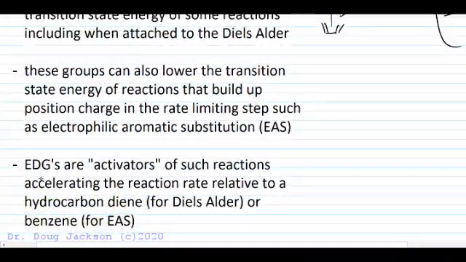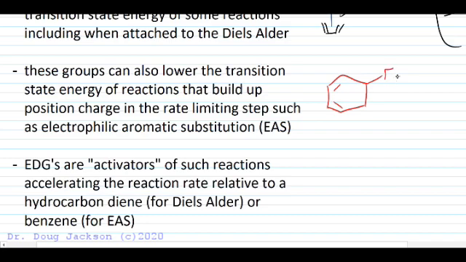But they also lower the transition state energy of any reaction that builds up positive charge in the rate limiting step, and that's electrophilic aromatic substitution. So if we have that transition state energy after we've added our electrophile, it would be relative to this carbocation. And so if we had a donating group on our ring, it can donate electrons into that system and stabilize that positive charge.